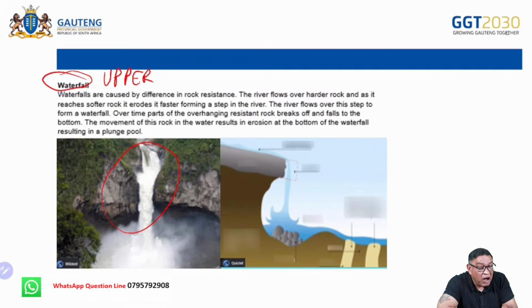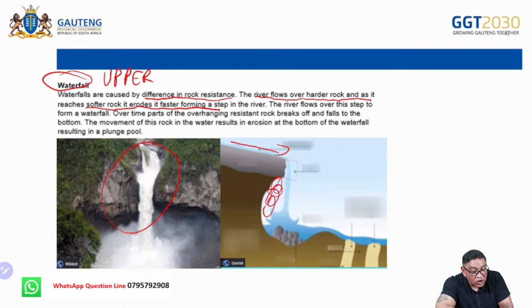Okay, the main thing about the waterfall is that it's caused by a difference in resistance of rocks. We have hard rocks, we have soft rock. So the river flows over the harder rock. Can you see it? And as it reaches the softer rock, it erodes it faster. Sometimes the softer rock underneath gets eroded and the harder rock breaks off. What actually happens is it forms a step in the river. And when the step forms, the river flows over it, creating a waterfall.